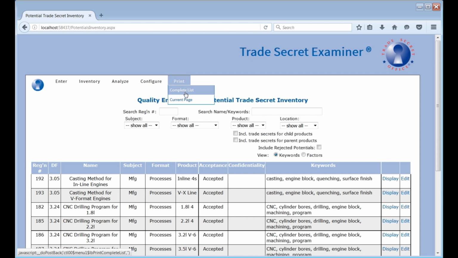This page will show 50 trade secrets at a time. After that, it goes to multiple pages, and you can go through the pages. So when you say print complete list, it will print the complete list of all the pages, not just the current page, so that you can have the whole inventory in your hand.